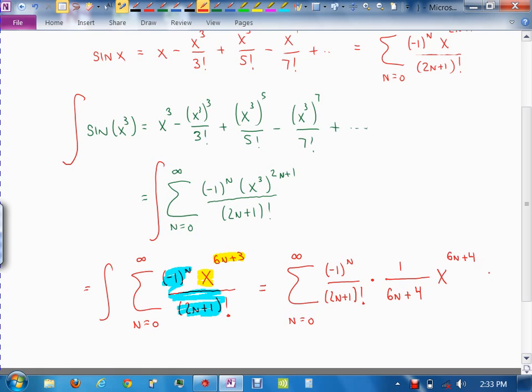Now, we always have to throw in here plus a constant. Does the book solve for the constant? I don't think they do. You could, though, by plugging in 0 for x or something like that.